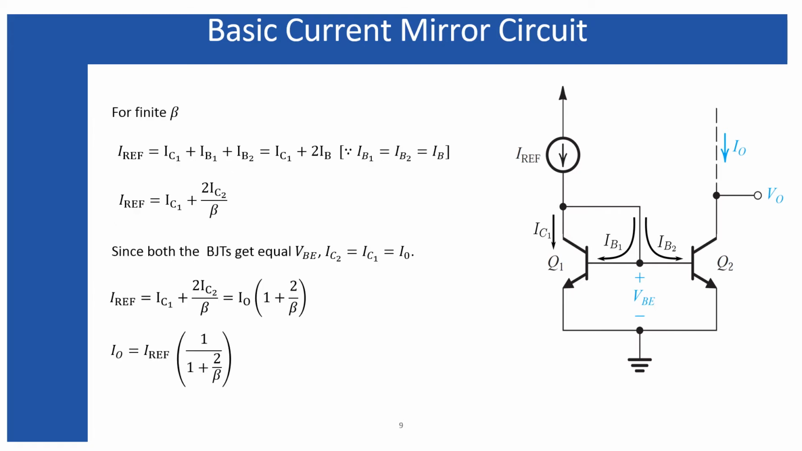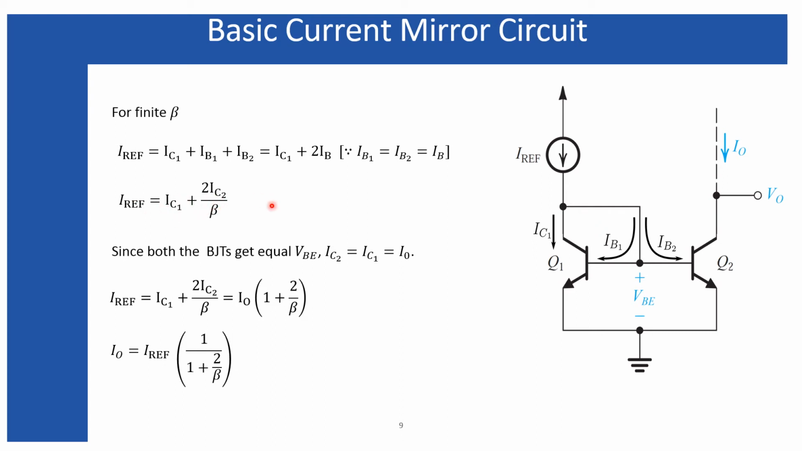But practically, beta, the forward current gain, cannot go to infinity. So we must consider what will happen for finite beta. Now, if beta is finite, then the reference current Iref will be equal to this current IC1 plus IB2 and IB1, because this reference current is actually supplying all of these three currents. Since these two transistors are matched, I can easily assume that both of their base currents are equal. So therefore, Iref is equal to IC1 plus 2 IB.